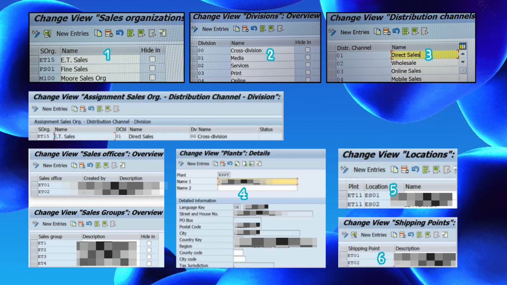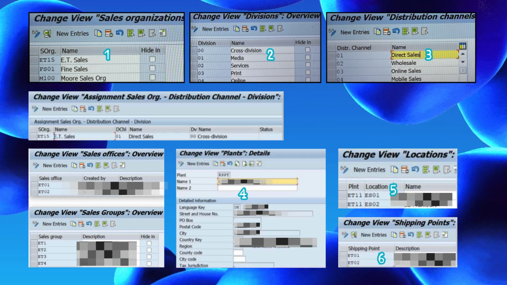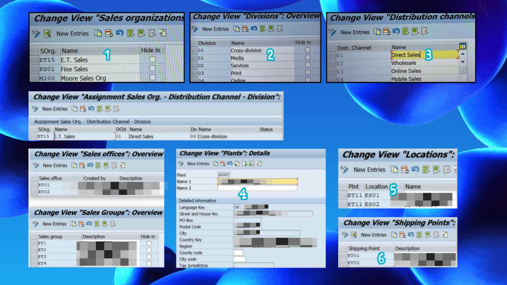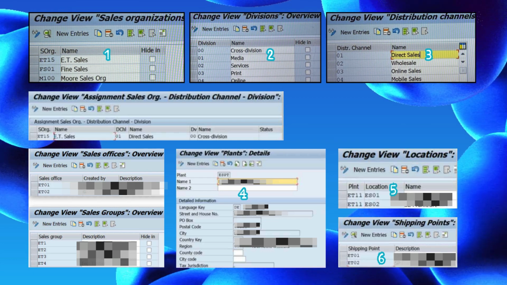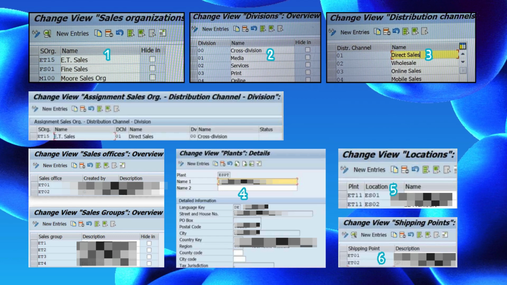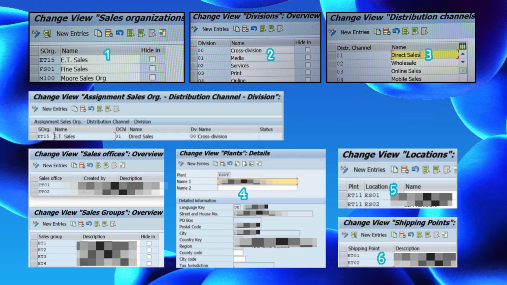Each plant needs to have at least one shipping point from where the deliveries related to that plant can be processed. You cannot create and process a delivery in SAP without a shipping point. So these were plant, storage location, and shipping point. And with that, you now know all the relevant organizational units for sales and distribution.